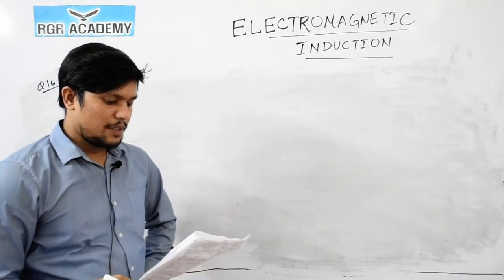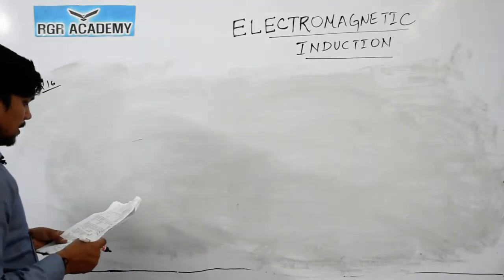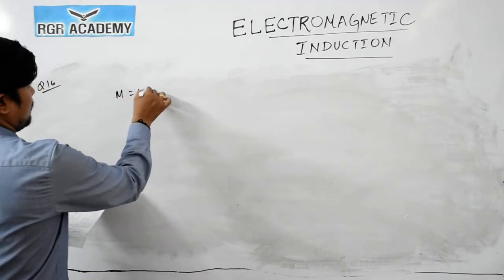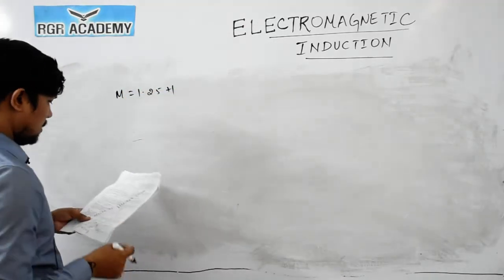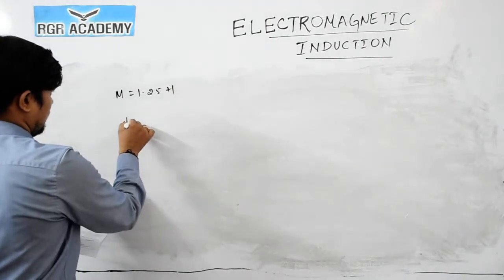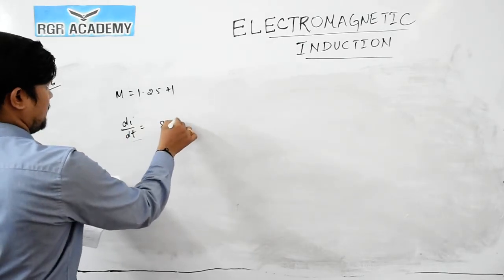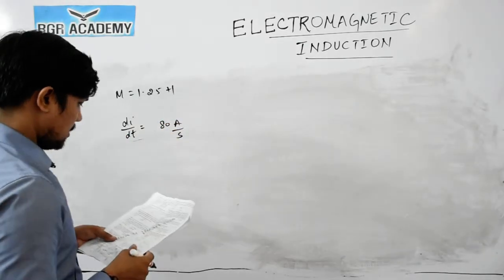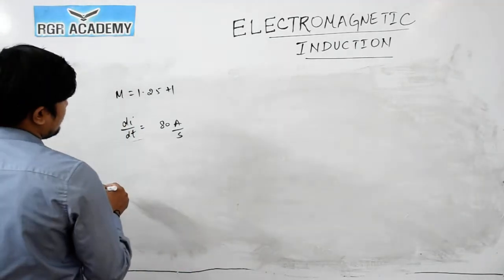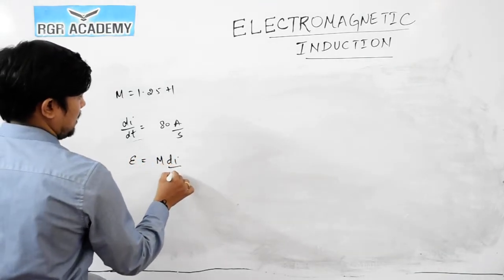The mutual inductance between two coils is 1.25 Henry. If the current in the primary coil changes at the rate of di by dt, that is 80 amperes per second, then the induced EMF in the secondary is, okay, so we know that induced EMF is given by M into di by dt.